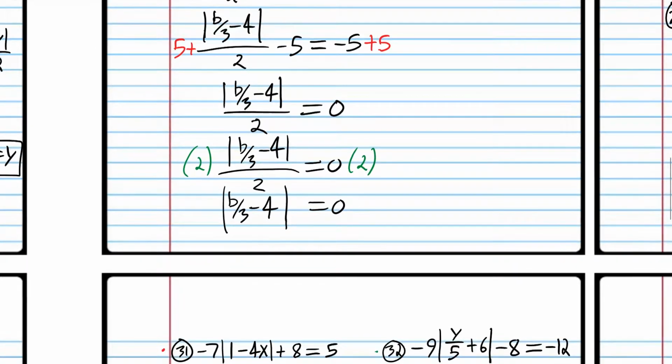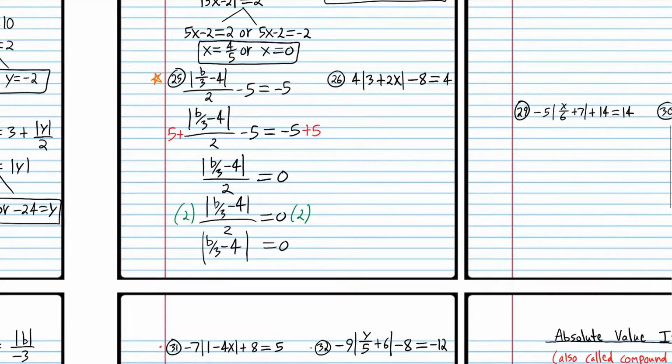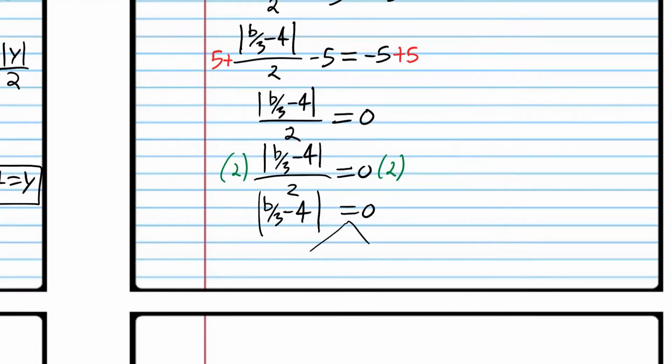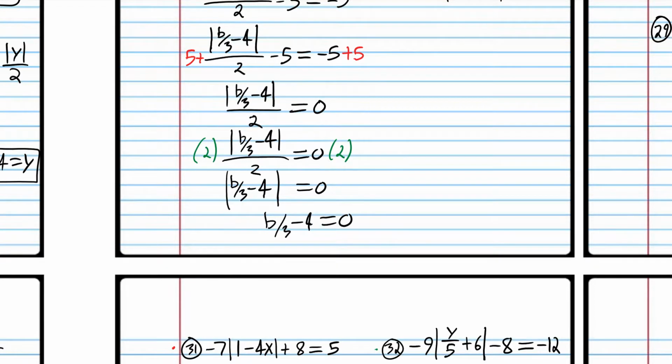And now this is a weird situation. We haven't encountered this situation before because the absolute value is now equal to 0. I mean, you could break it into 2 parts, and b over 3 minus 4 is equal to positive 0, or b over 3 minus 4 is equal to negative 0. But negative 0 is the same thing as 0. So you really don't have to break it into 2 parts. The only thing that this inside part could possibly be is 0. There's nothing else that it could be. So b over 3 minus 4 is equal to 0. And then solve that equation, and we get b is equal to 12.